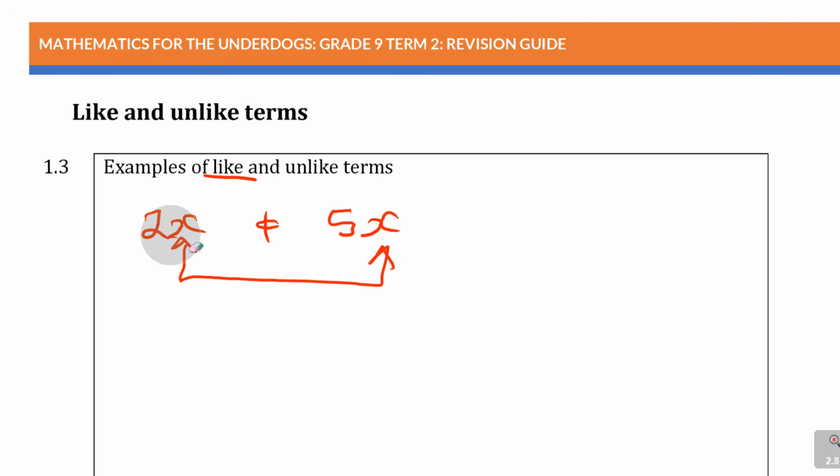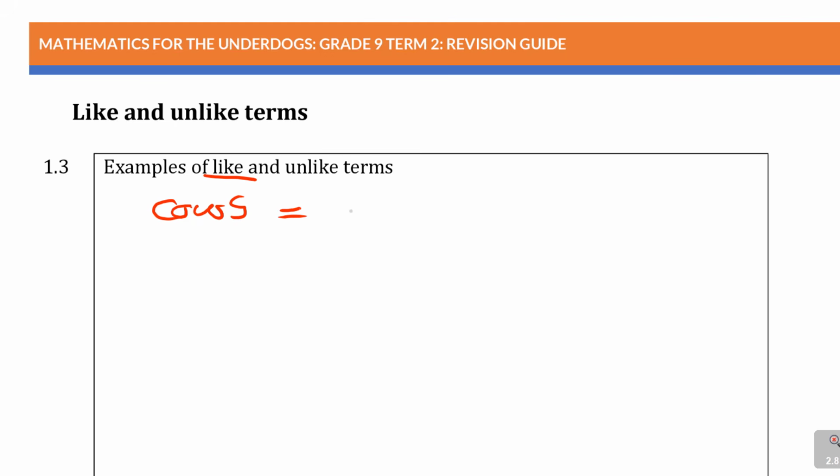For example, to get a scenario of like terms, let's say I've got cows. There are two different guys who have got cows. Now let's say the word cows starts with the letter C. One guy has got 5 cows and another guy has got 7 cows. So you see that C is for cows, so these are like terms. We're all talking about cows.